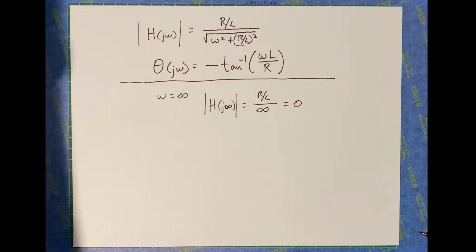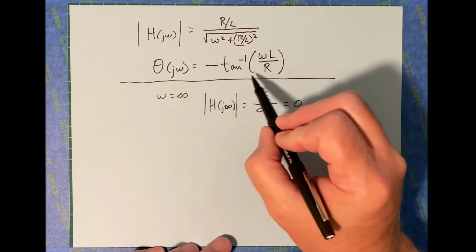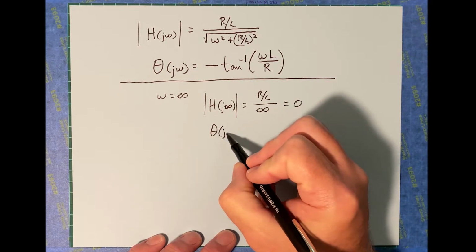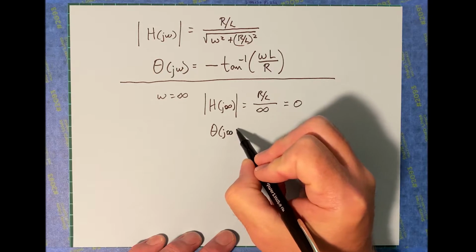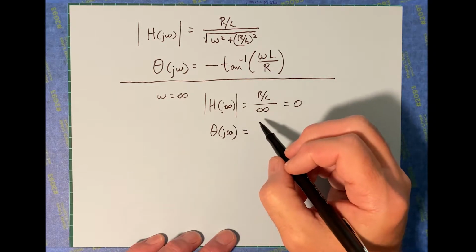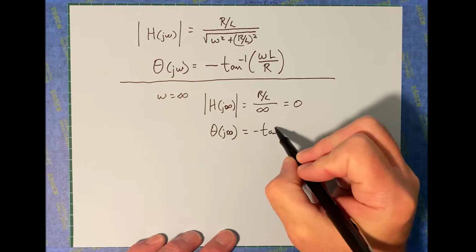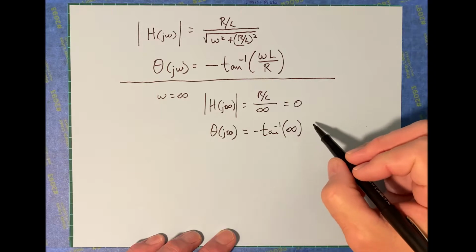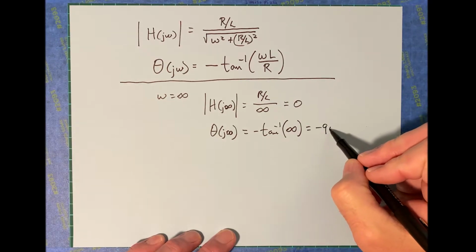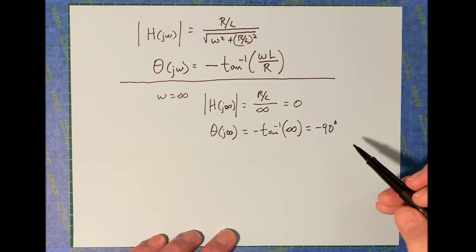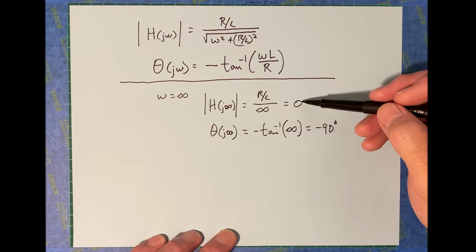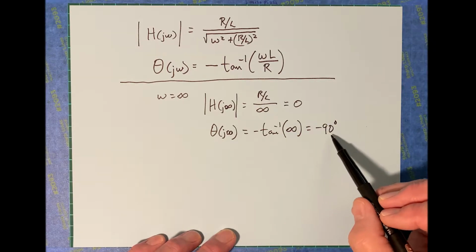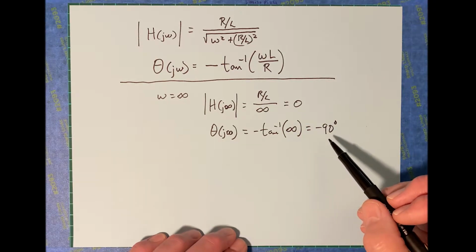Also, what happens to the angle at infinity? Well, theta at j infinity is going to equal minus the inverse tangent of a very big number. And where does that happen? At minus 90 degrees. So even though the magnitude of the transfer function goes to 0, the angle turns out to be a real angle at negative 90 degrees here.